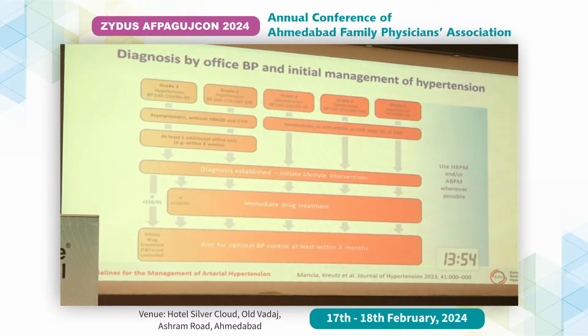Once the diagnosis is established, we need to start immediate drug treatment for those patients, and we need to aim for the optimal blood pressure goal for our patient. We need to inform our patient to have home blood pressure monitoring or ambulatory blood pressure measurement in the initial part or whenever required.